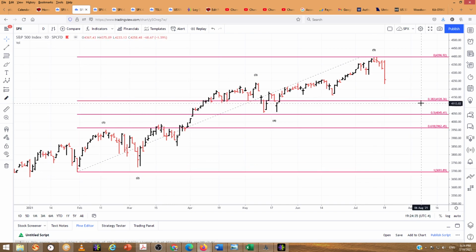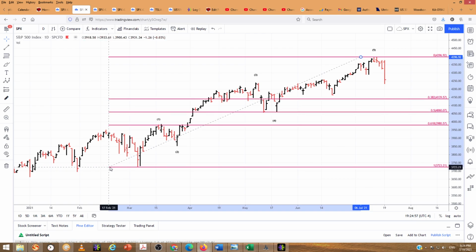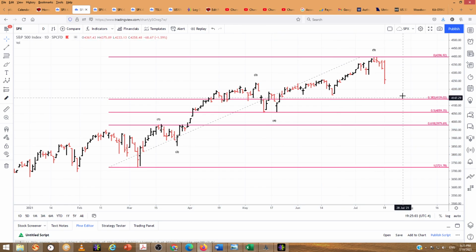You can see the Fibonacci retracement levels here at 4128, 4045, and 3962. If this is 1, 2, 3, 4, 5 from here, both of these work because it depends on where the third wave expanded to, but you can see it's not a whole lot of difference there. We got 1, 2, 3, 4, 5 here, so I could argue either way, but that's what we're looking at. But I want to make a point here.